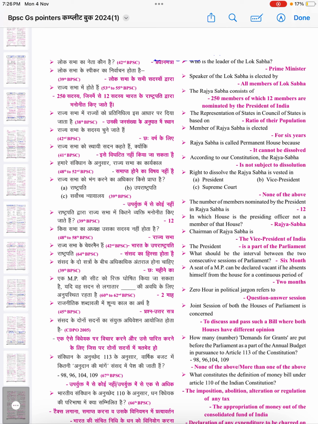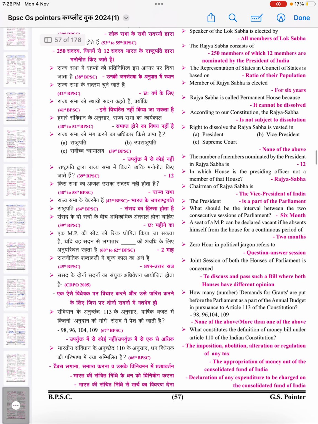The Rajya Sabha consists of 250 members, of which 12 members are nominated by the President of India. The representation of states in the Council of State is based on the ratio of population. A member of the Rajya Sabha is elected for 6 years. The Rajya Sabha is called a permanent house because it cannot be dissolved.